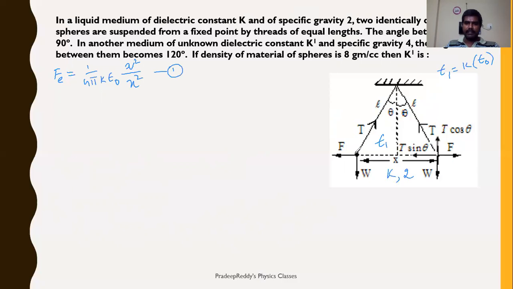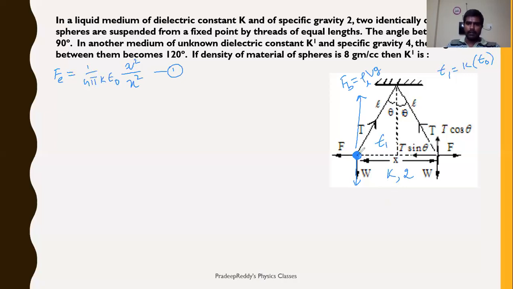Now when you are placing this particular charge in the liquid, what actually happens is, here it is tension T, weight will be acting downward, and apart from that there is a buoyant force acting upward, and this buoyant force will be equal to rho L, density of the liquid, into volume into acceleration due to gravity.